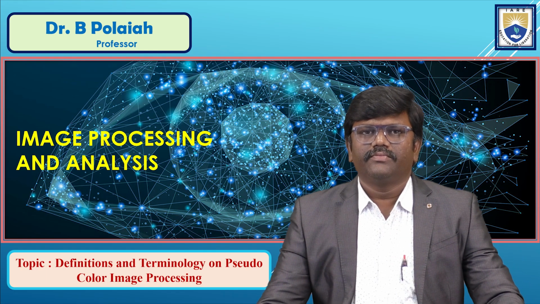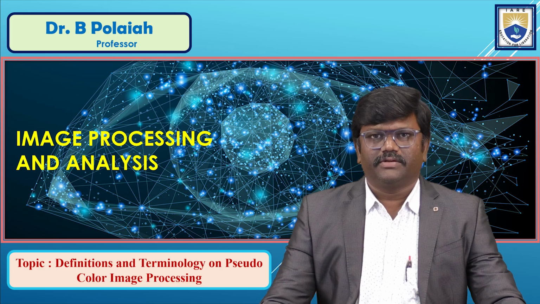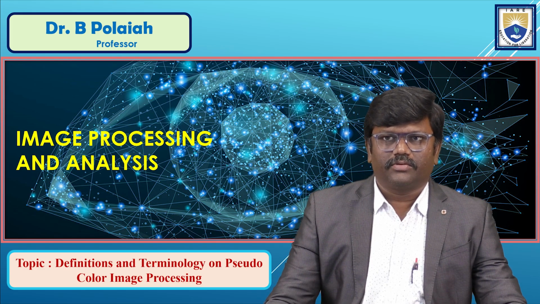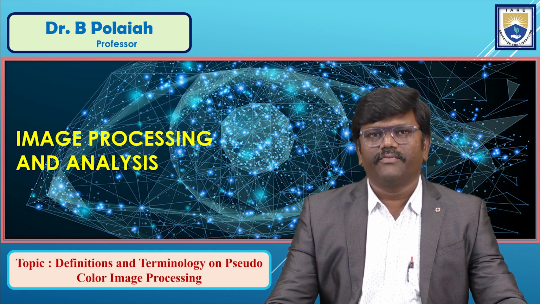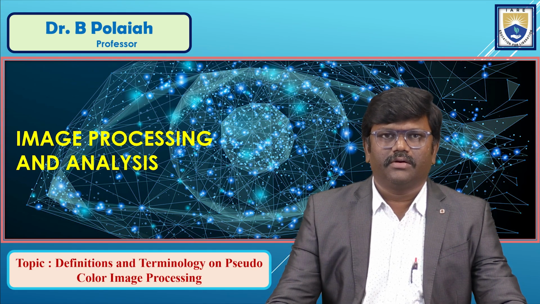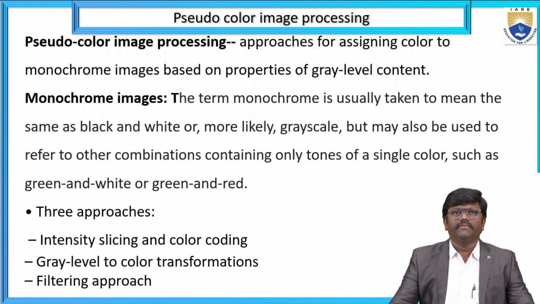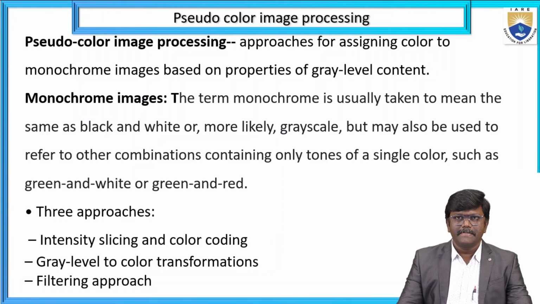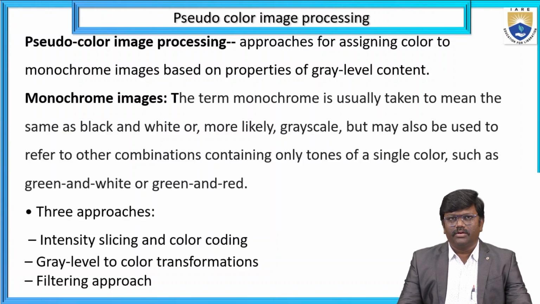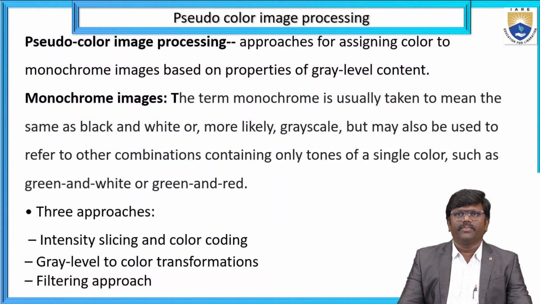So today I'm very glad to inform you that we are going to discuss the topic, definition and technology on pseudo color image processing, which helps us to understand how we can define color image processing by the concept of pseudo color image processing. Now we are going to define each and every term about color image processing in terms of the concept which we already discussed, but in a short way, and the definition is how we have to remember it. Pseudo color image processing is an approach for assigning color to monochrome images based on properties of gray level content.